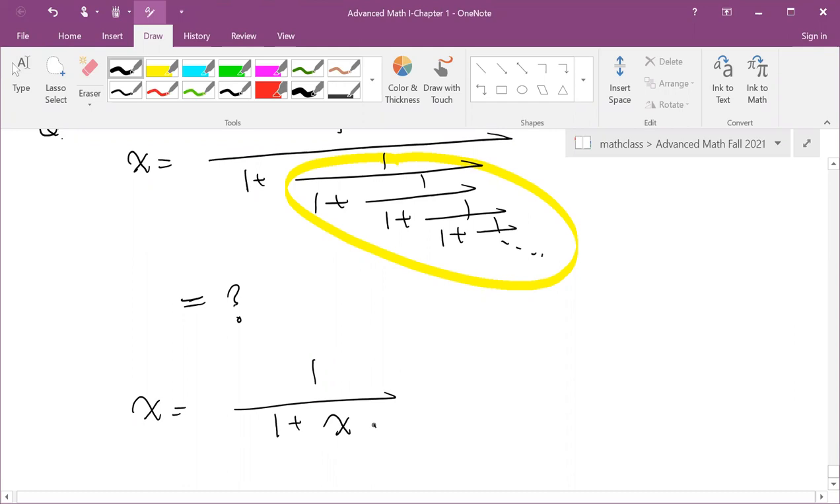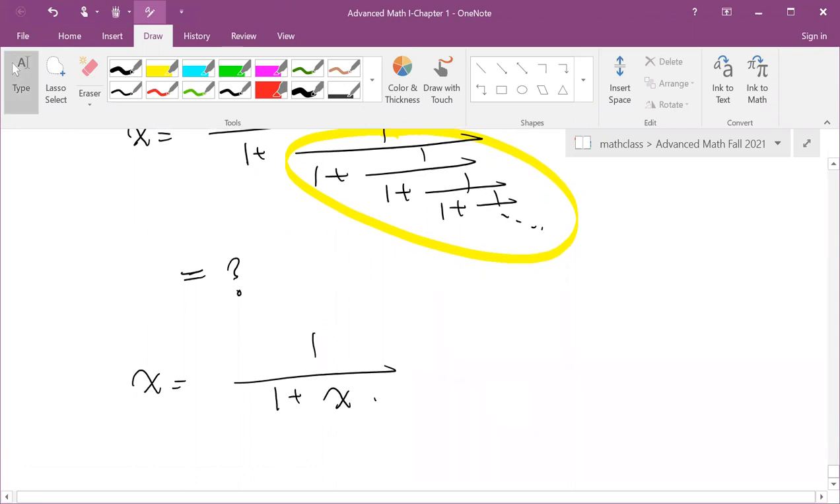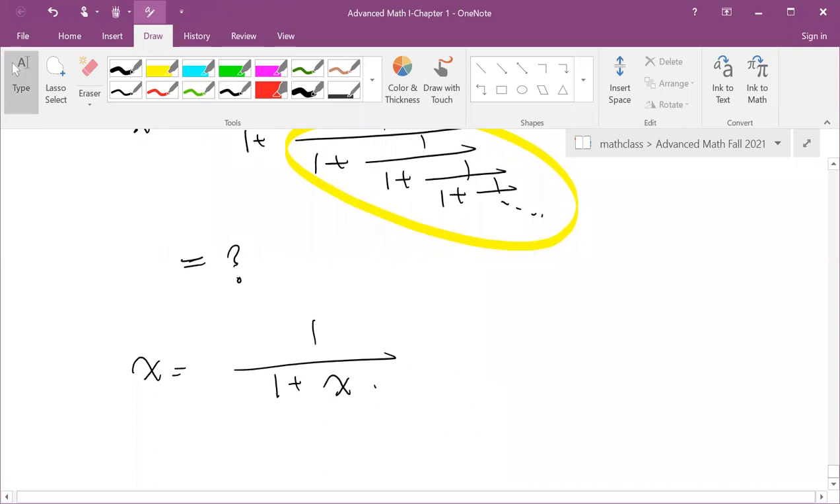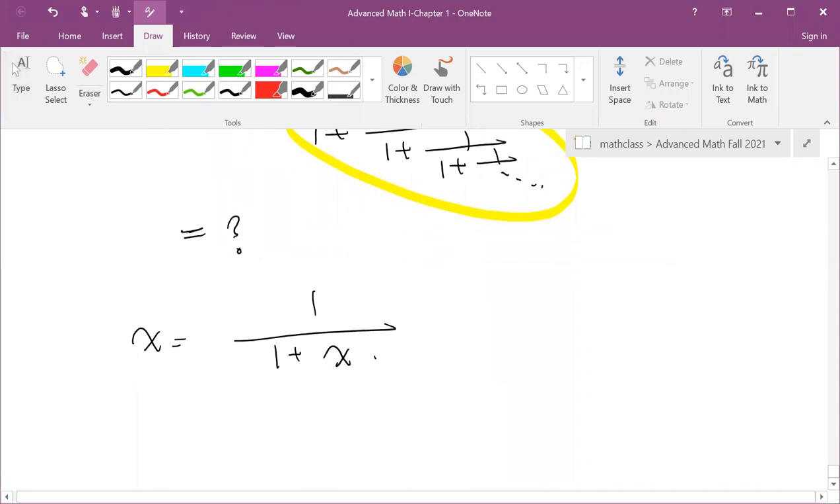So if that x above has a value, then under this, 1 plus that, circled in yellow, should also have the same value. Now, if you agree with that, then I can determine x.